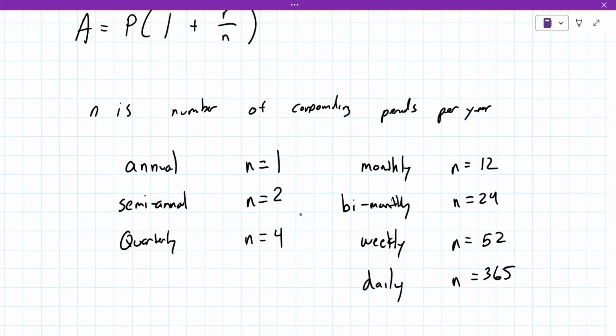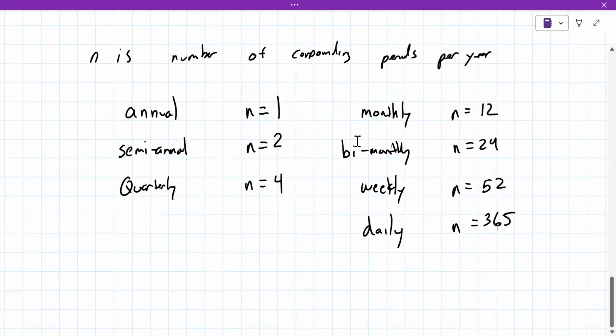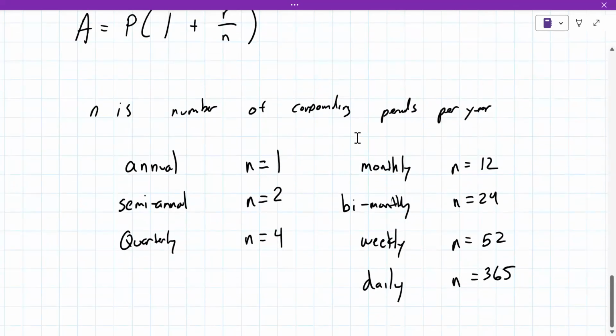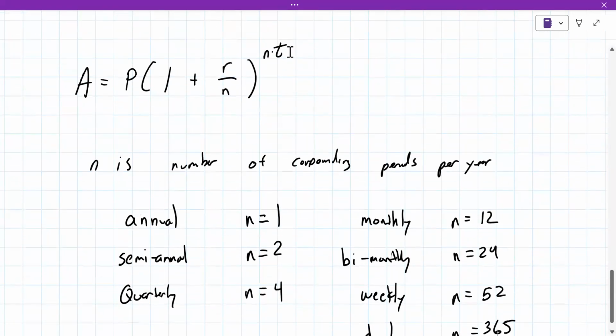Do you remember which one you got on the test? Yeah, it was monthly for 3 years. Okay. So we're going to do a problem monthly for 3 years. So does that mean it's 36? What is 36? The n? No, it means that n is 12. T is the number of years. Okay.